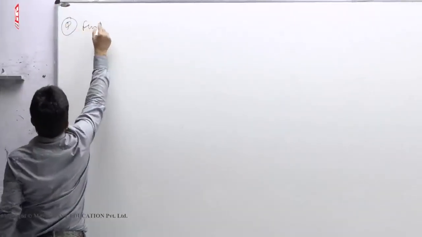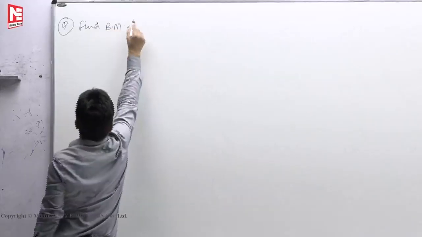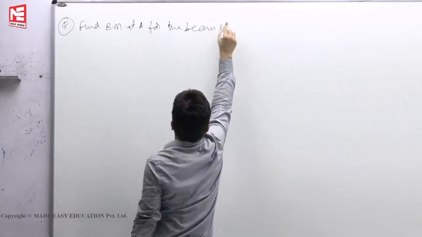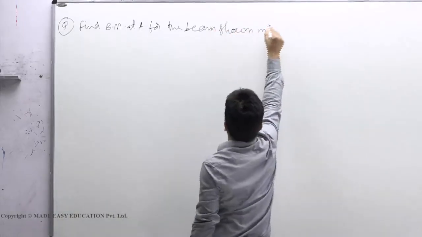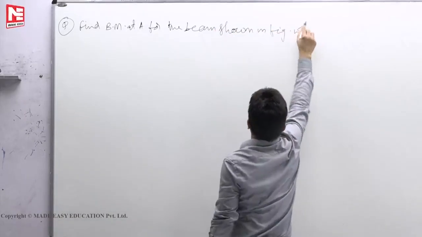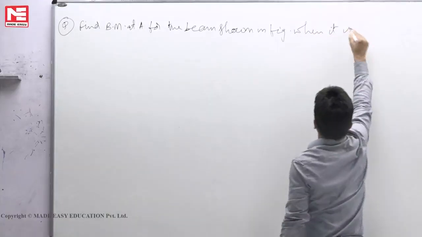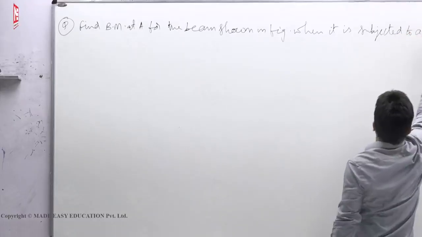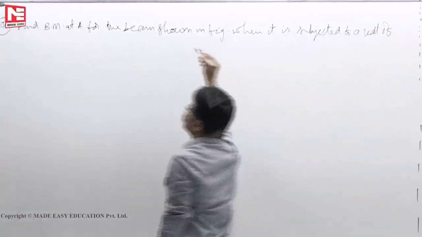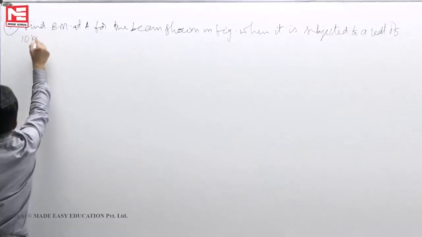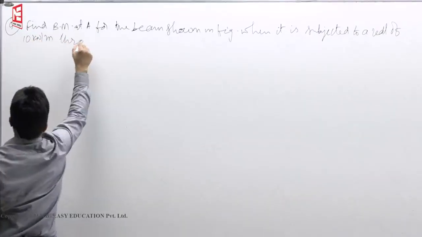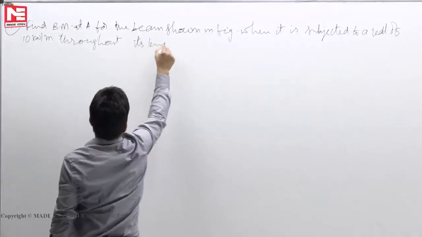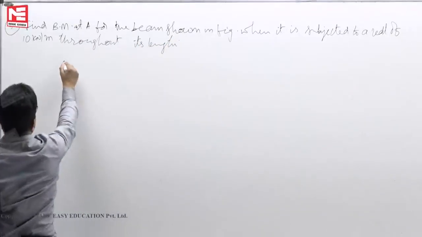Find the bending moment at A for the beam shown in the figure when it is subjected to a UDL of 10 kilonewtons per meter throughout its length. This is the problem.